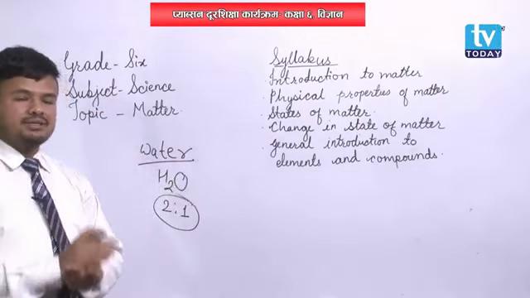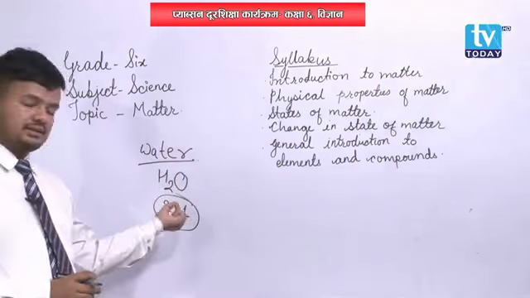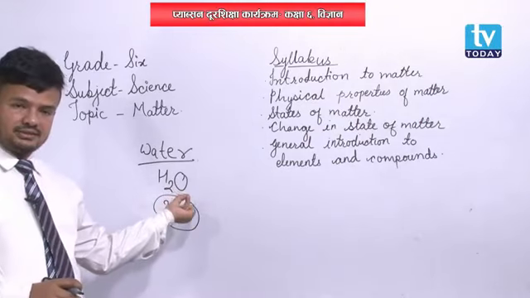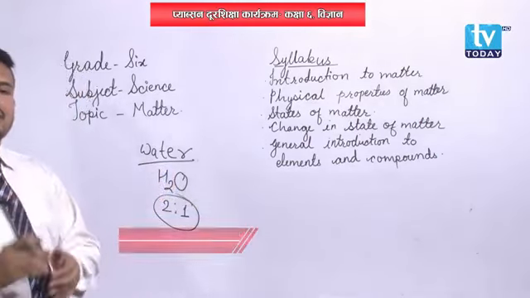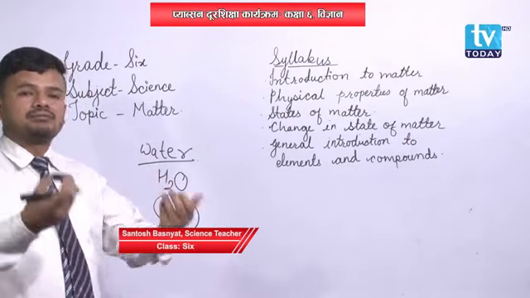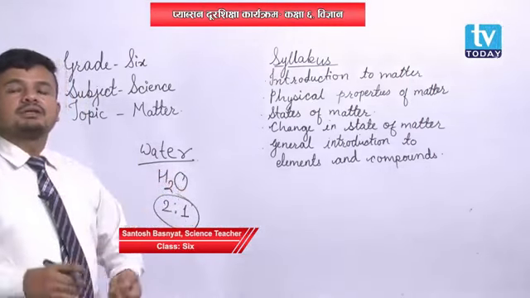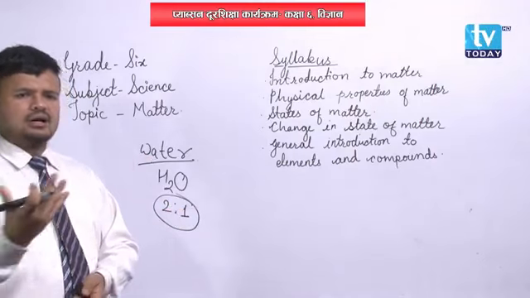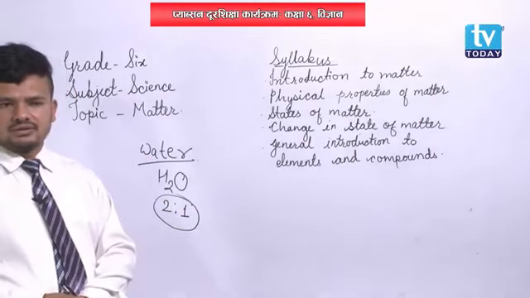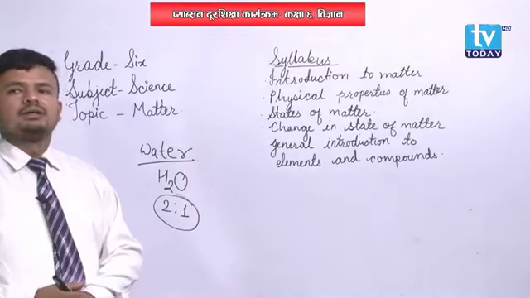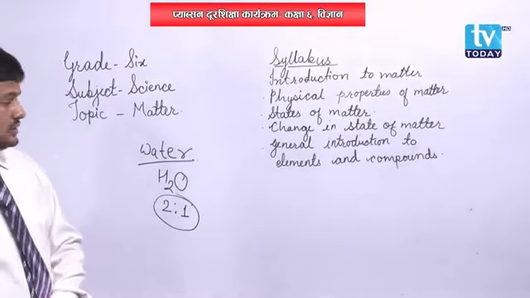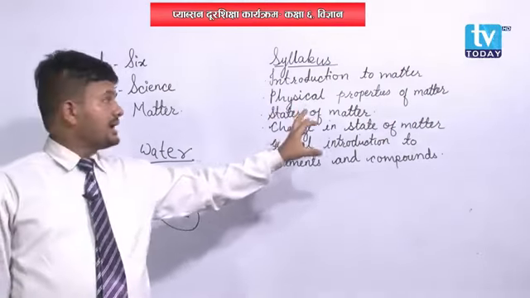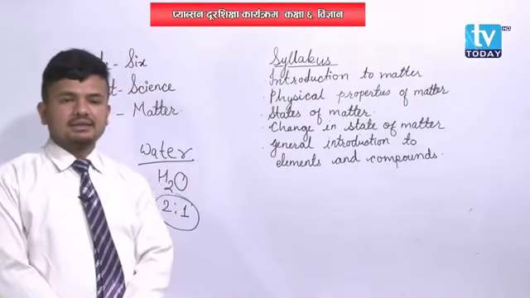So compounds can be split into smaller particles. They can be split back into elements. Is that clear? Because of the elements the compounds are formed, and because of the compounds life has become easier on this earth. Whatever substances you are using around you, they are all compounds, a form of matter. Okay, so are you clear? You can also see in the slide the differences between elements and compounds.